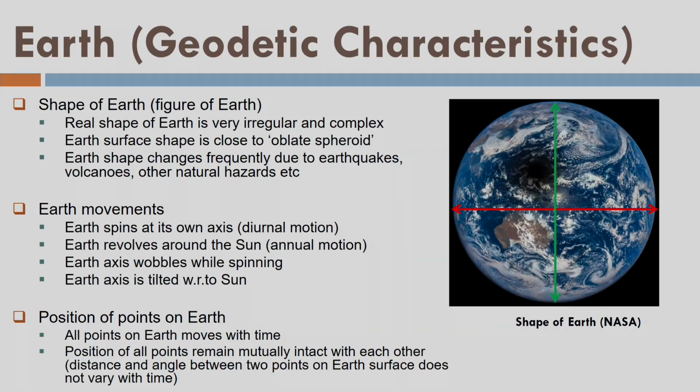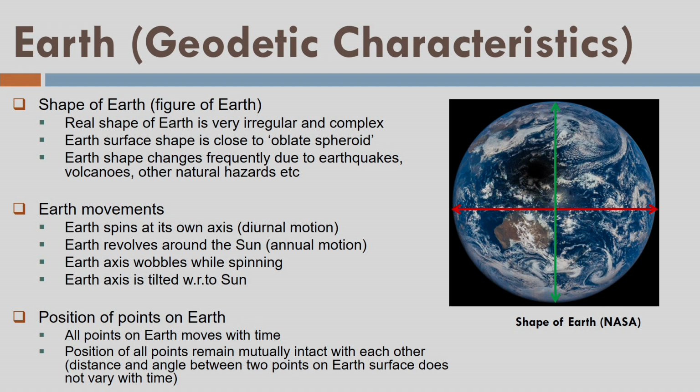Okay, what about the other things? So the other things are Earth movements. The Earth spins on its own axis, which we call daily motion or diurnal motion. Secondly, we also have annual motion. The Earth revolves around the sun, what we call orbiting of the Earth around the sun. The third thing is that the Earth's axis wobbles while spinning. What does it mean? Let us say this is the axis of the Earth and it is wobbling, and so we have the rotation like this. That means it is spinning every day, but at the same time it is doing like that.